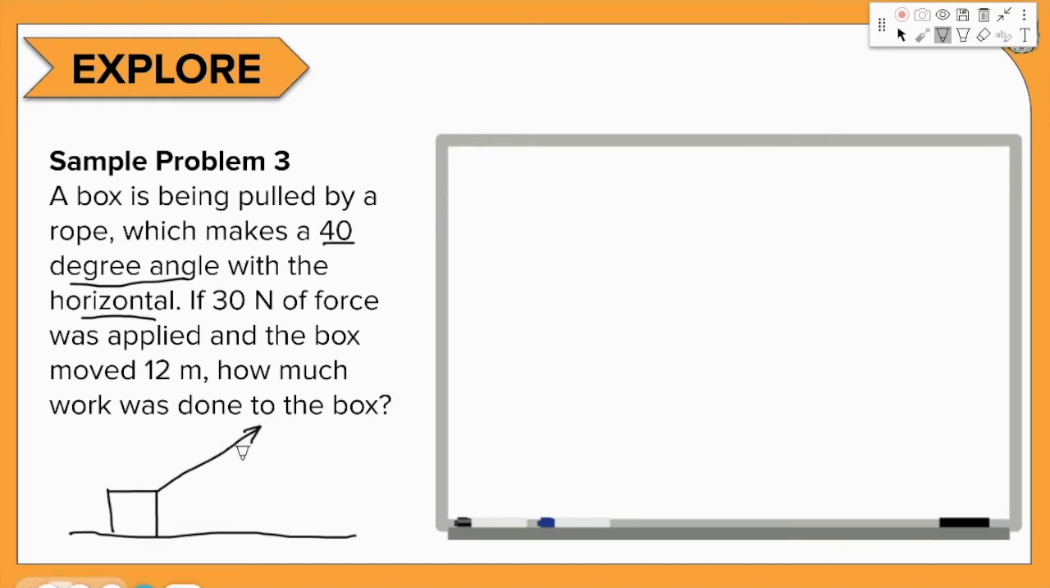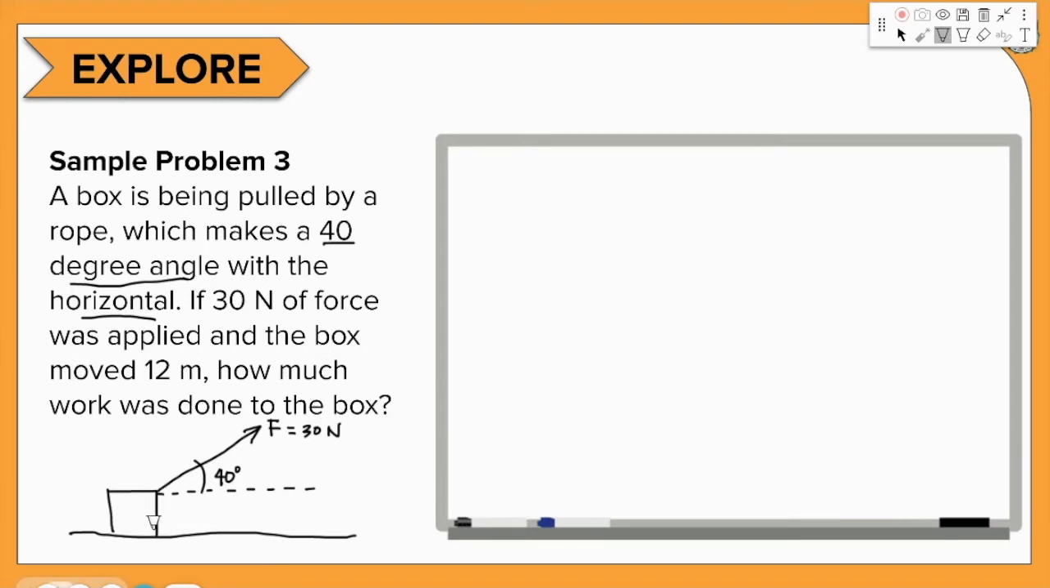Because it's being pulled. And then this actually makes a 40-degree angle with the horizontal. We can put an imaginary line in here, and this would be parallel to the floor, so this is still horizontal. It says it makes a 40-degree angle, and that 40-degree angle is this one. So let me just indicate that 40 degrees. And this is the force. If 30 newtons of force was applied, so this force is equal to 30 newtons. And then the box moved 12 meters.